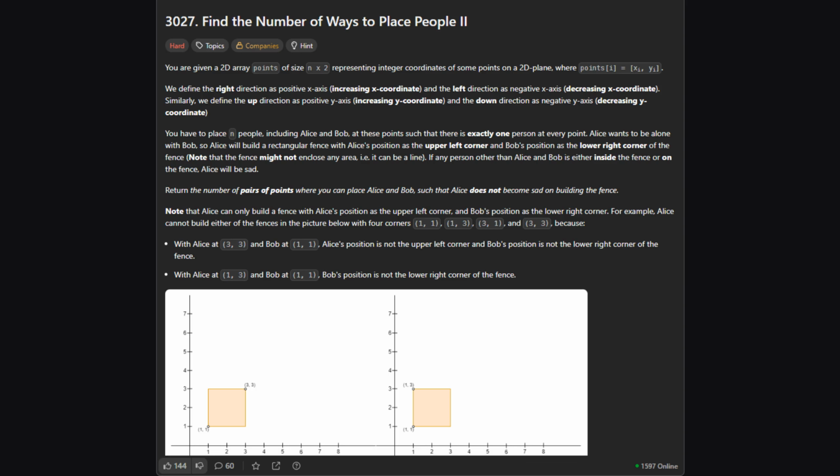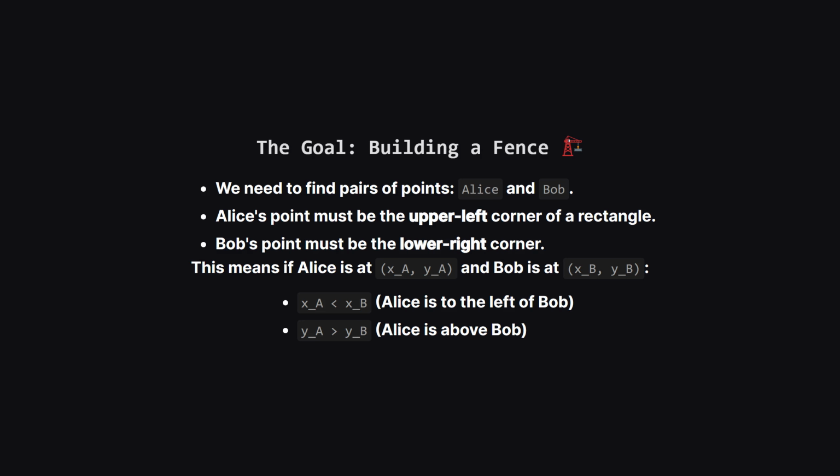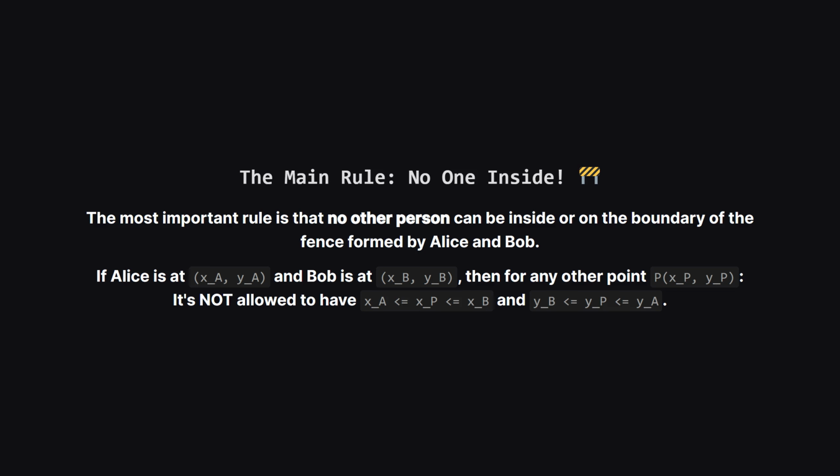I'll give you the simple version. We're given a bunch of points on a graph, and our job is to pick two of them, Alice and Bob, to build a rectangular fence. The core idea is about forming a rectangle. We choose one person, Alice, to be the top left corner, and another person, Bob, to be the bottom right. For this to work, Alice's x-coordinate has to be smaller than Bob's, and her y-coordinate has to be larger than Bob's. Simple enough, right? But here's the catch, and it's a big one.